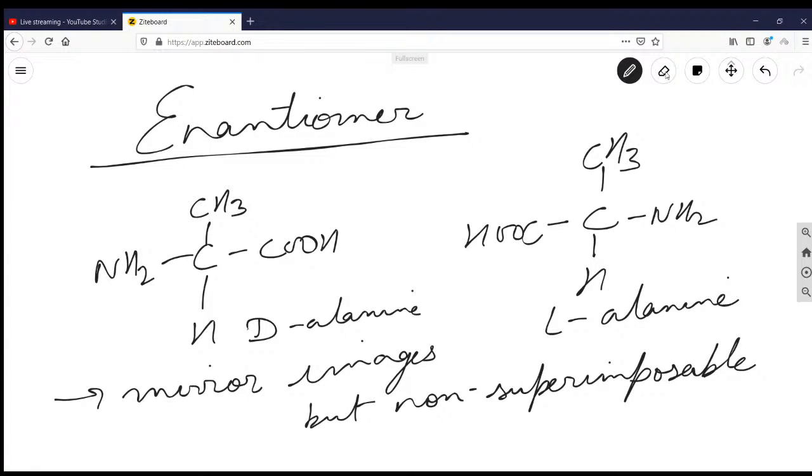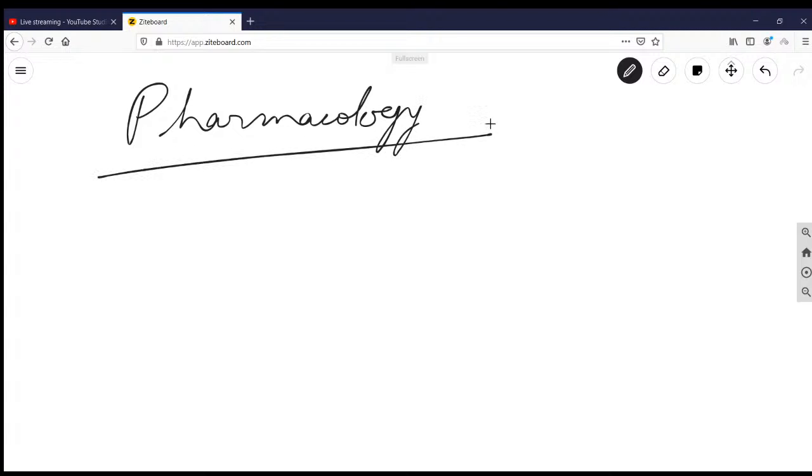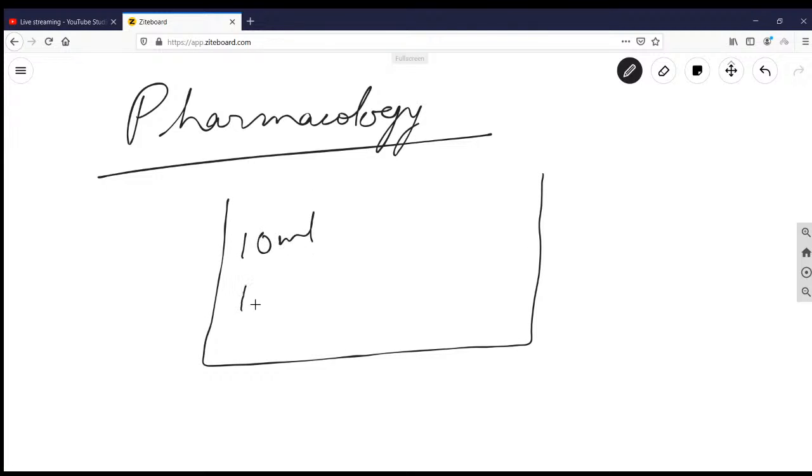One more thing I'll tell you is a very good example from pharmacology. Once you become a doctor, you will treat patients with your knowledge of pharmacology and therapeutic drugs. So if you have a mixture in a tube, where I have added 10 ml of L-alanine and 10 ml of D-alanine, and now I am passing plane polarized light.